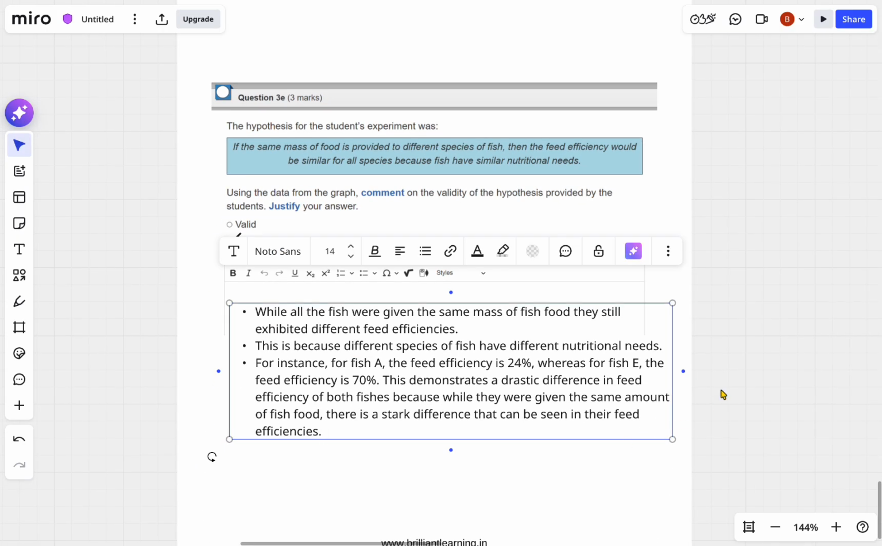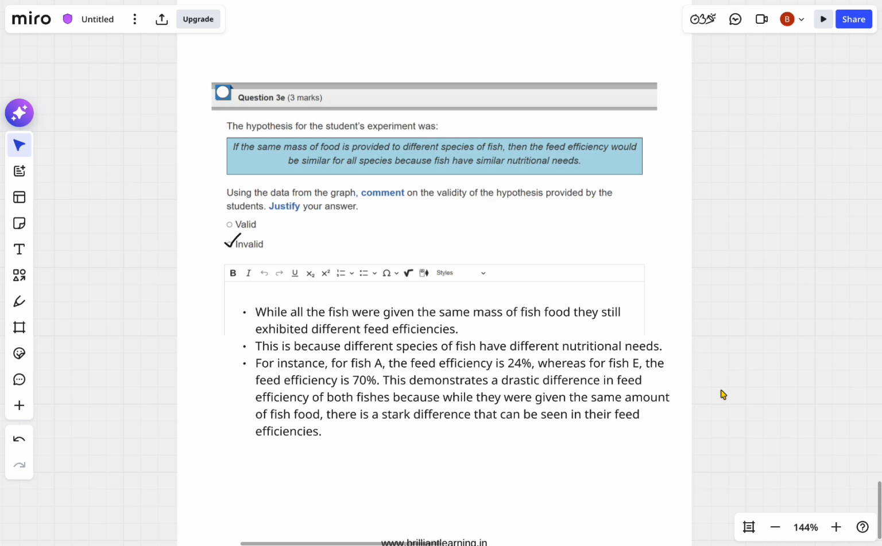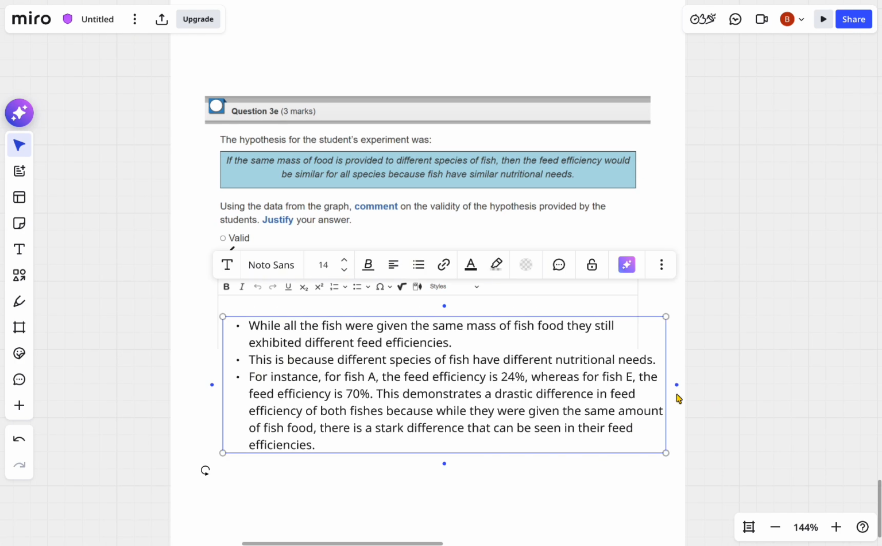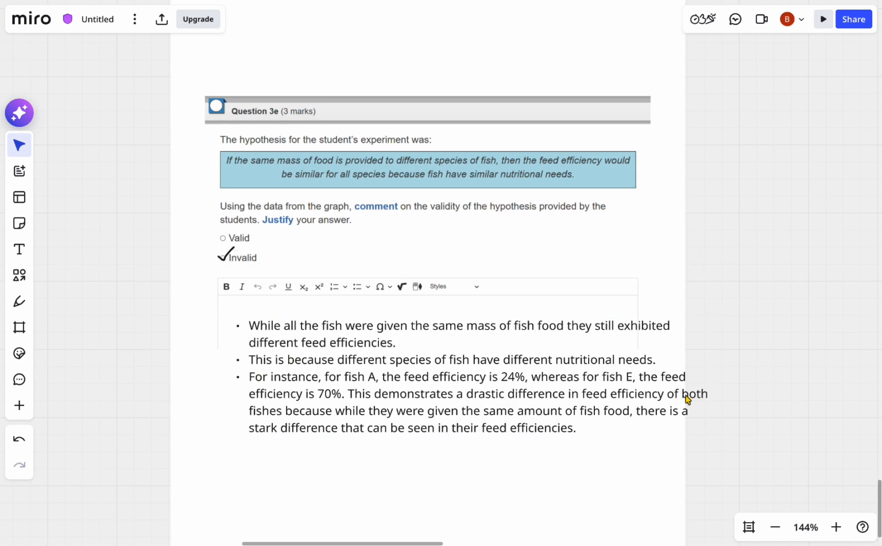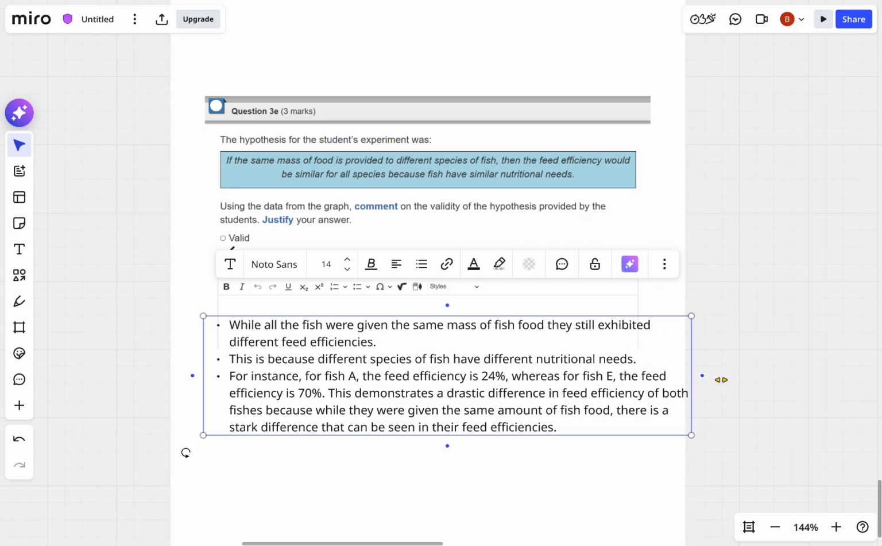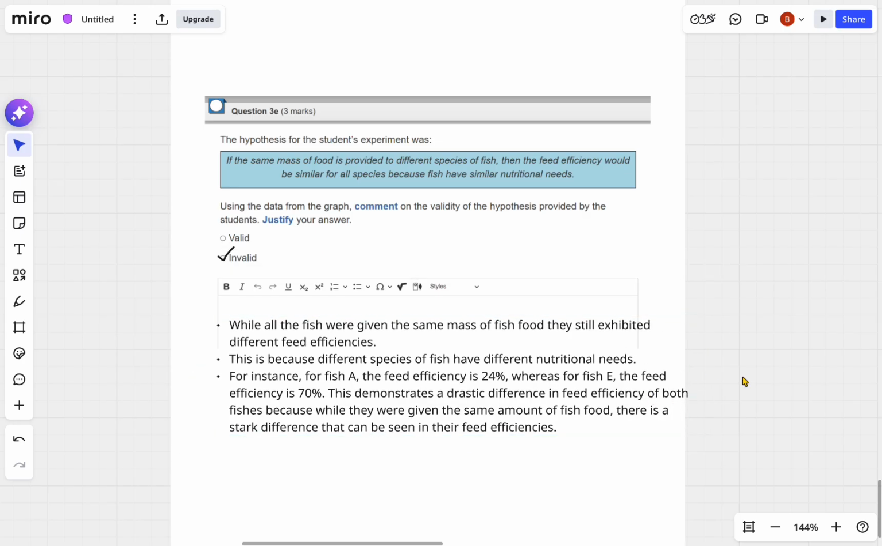So that is it for our answer for this one. We just write about how the hypothesis is invalid, and we justify our answer. We support our claims using evidence, and boom, that's easy 3 marks for us. And then that's it for this question.